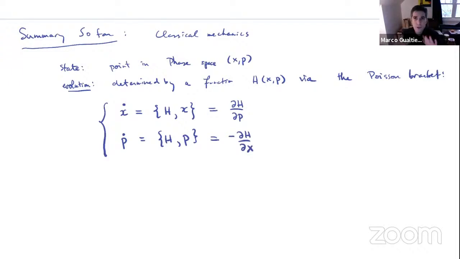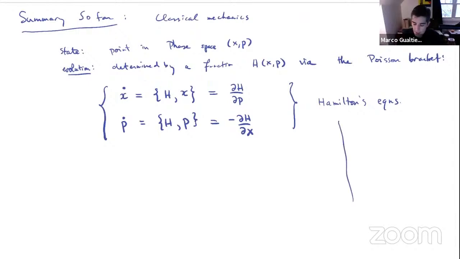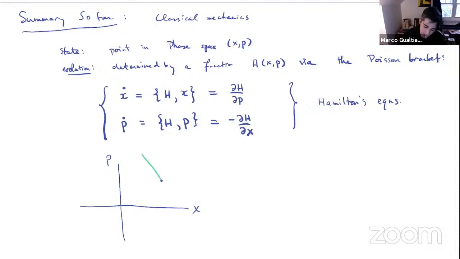Okay, so just zooming out, these are Hamilton's equations of motion. And it's just another way of presenting the fact that on the xp space, on the phase space, we have a vector field, which we called v sub h.